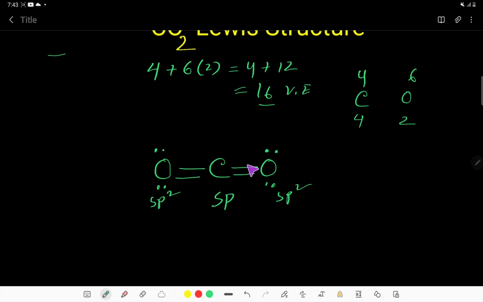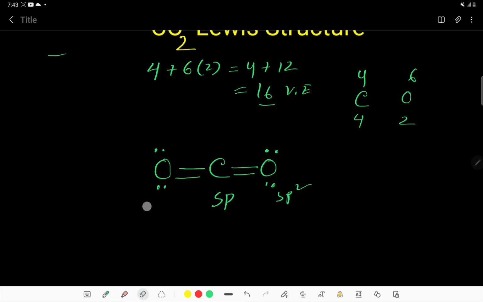That is why it becomes linear, right? So is carbon dioxide linear or bent? The answer is the carbon dioxide molecule is a linear molecule, because according to valence shell electron pair theory, there is no lone pair over carbon. That is why it is linear.